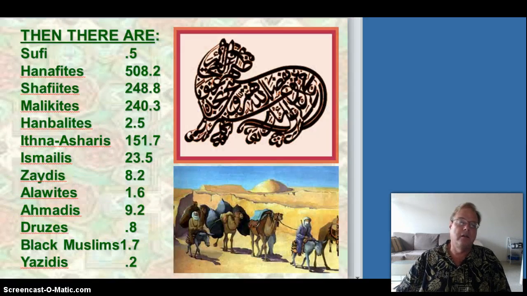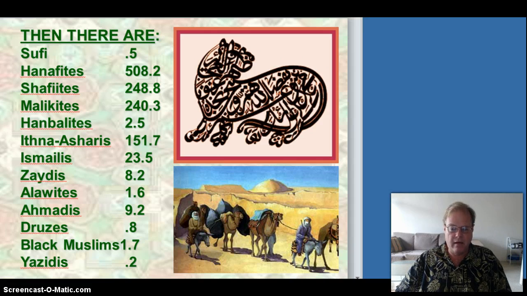Okay, and then here's a list of some of the other Muslims. We have Sufis. Sufis are mystic Muslims. Some of the other Muslims that we'll be discussing are the Alawites. They're 1.6 million. They're located in Syria, where they constitute about 10% of the population. Assad, the president of Syria, is an Alawite.